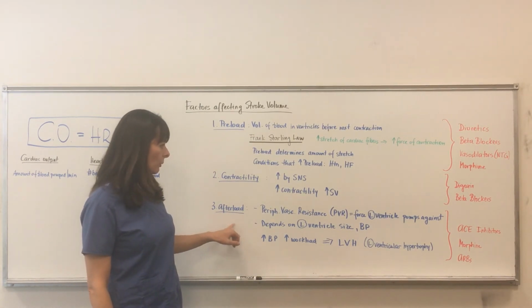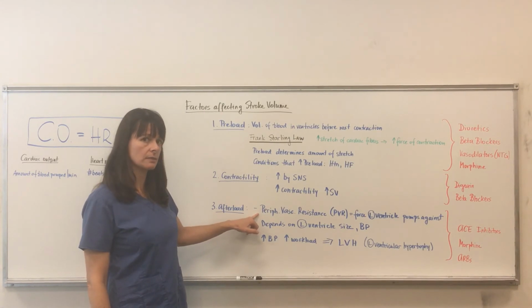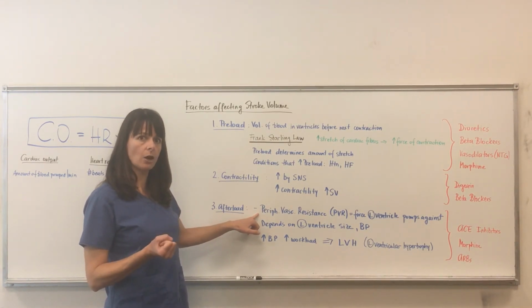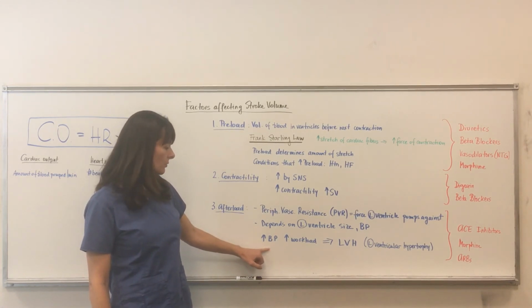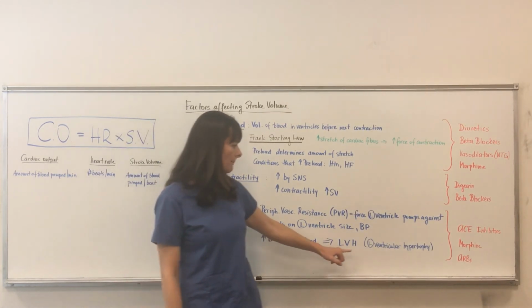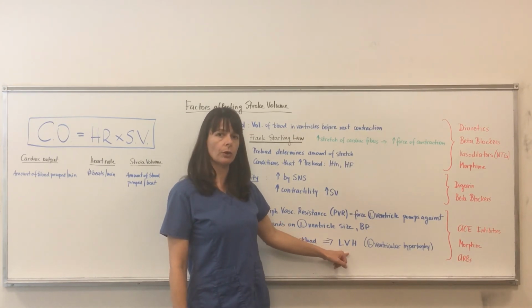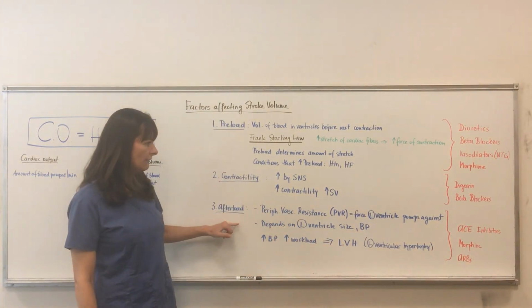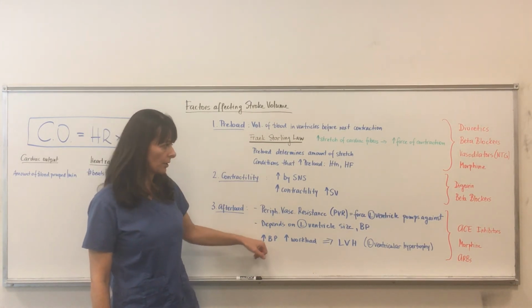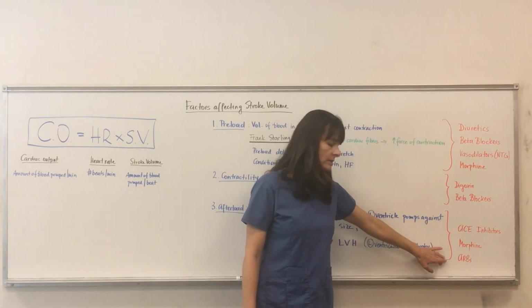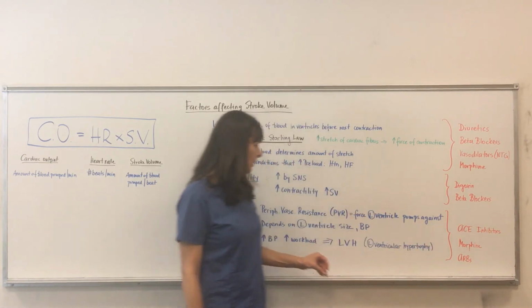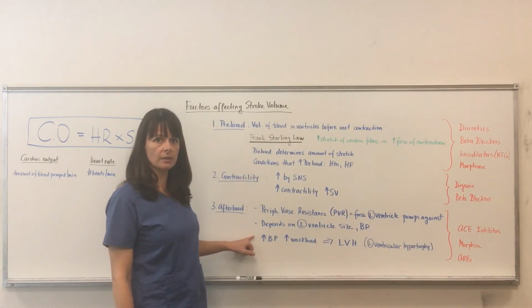Now for our afterload, when we're talking about peripheral vascular resistance, the amount of resistance that the heart has to overcome to pump into the peripheral vasculature, it always has to do with blood pressure. Like we talked about over here, increased blood pressure leads to increased workload and therefore left ventricular hypertrophy. So in order to ease the afterload, we're gonna treat the patient's blood pressure. And that is accomplished with ACE inhibitors, as well as angiotensin receptor blockers, and then morphine also helps to decrease the peripheral vascular resistance because the side effect is hypotension.